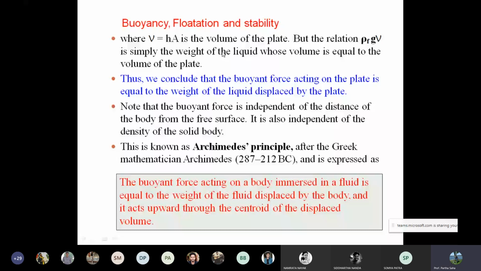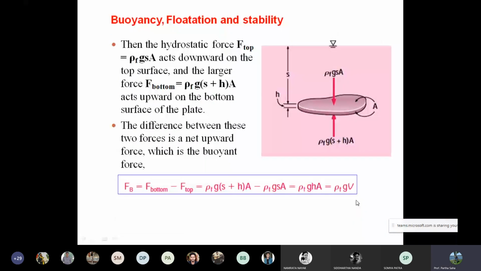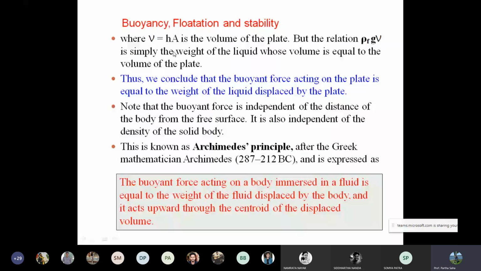So we can conclude that the buoyant force acting on the plate is equal to the weight of the liquid displaced, because if you look at this expression, ρF g H A, which is nothing but ρF g V, and if you simplify this, volume is H into A, and this expression is nothing but mass into acceleration due to gravity, that is the weight of the liquid displaced. So we can say the buoyant force acting on the plate is the weight of the liquid displaced. That is the basis of Archimedes principle.